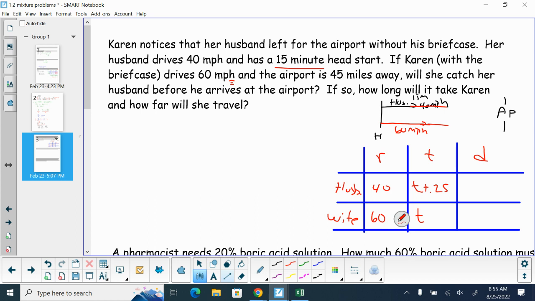So now we can multiply across, where we have 60t here, and then we have 40 times t plus 0.25. Now what's the relationship between the distances?